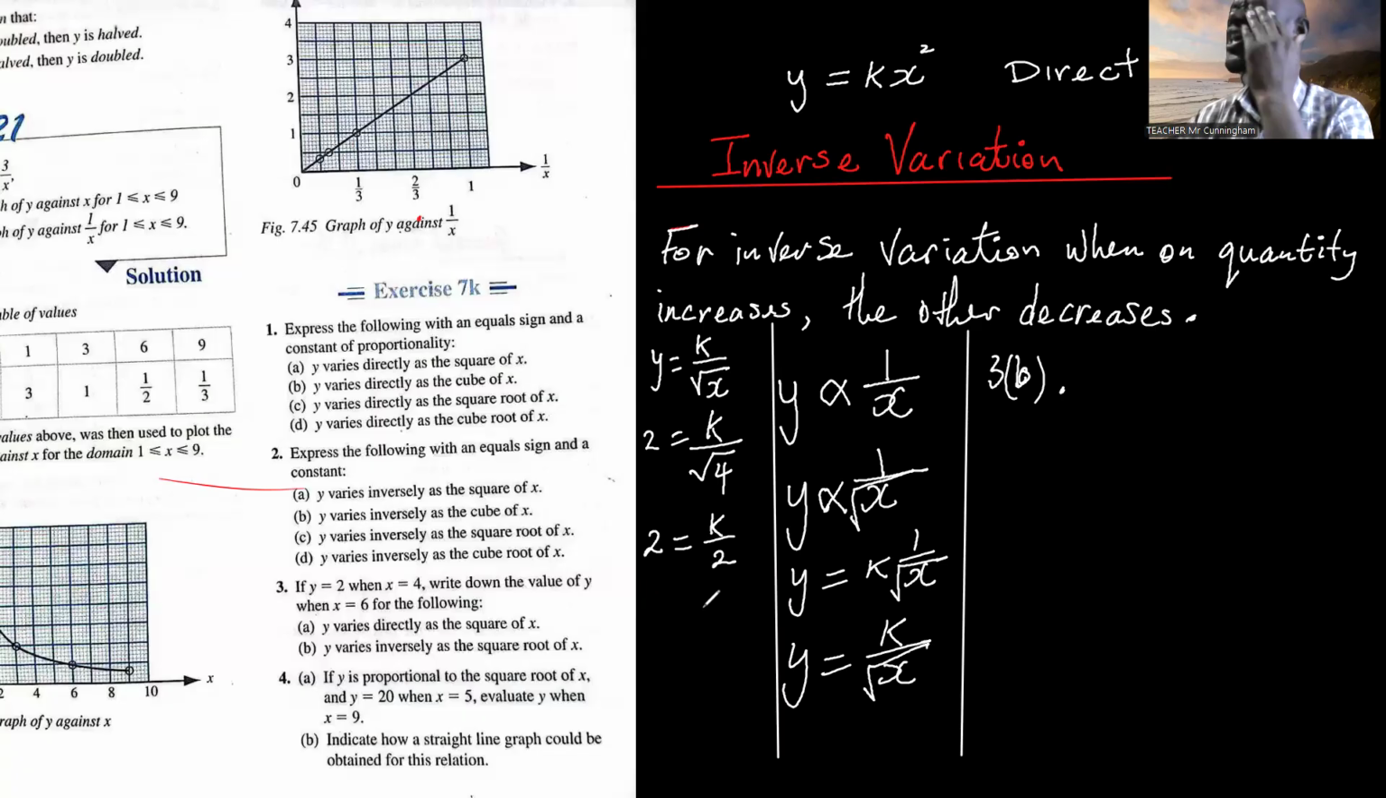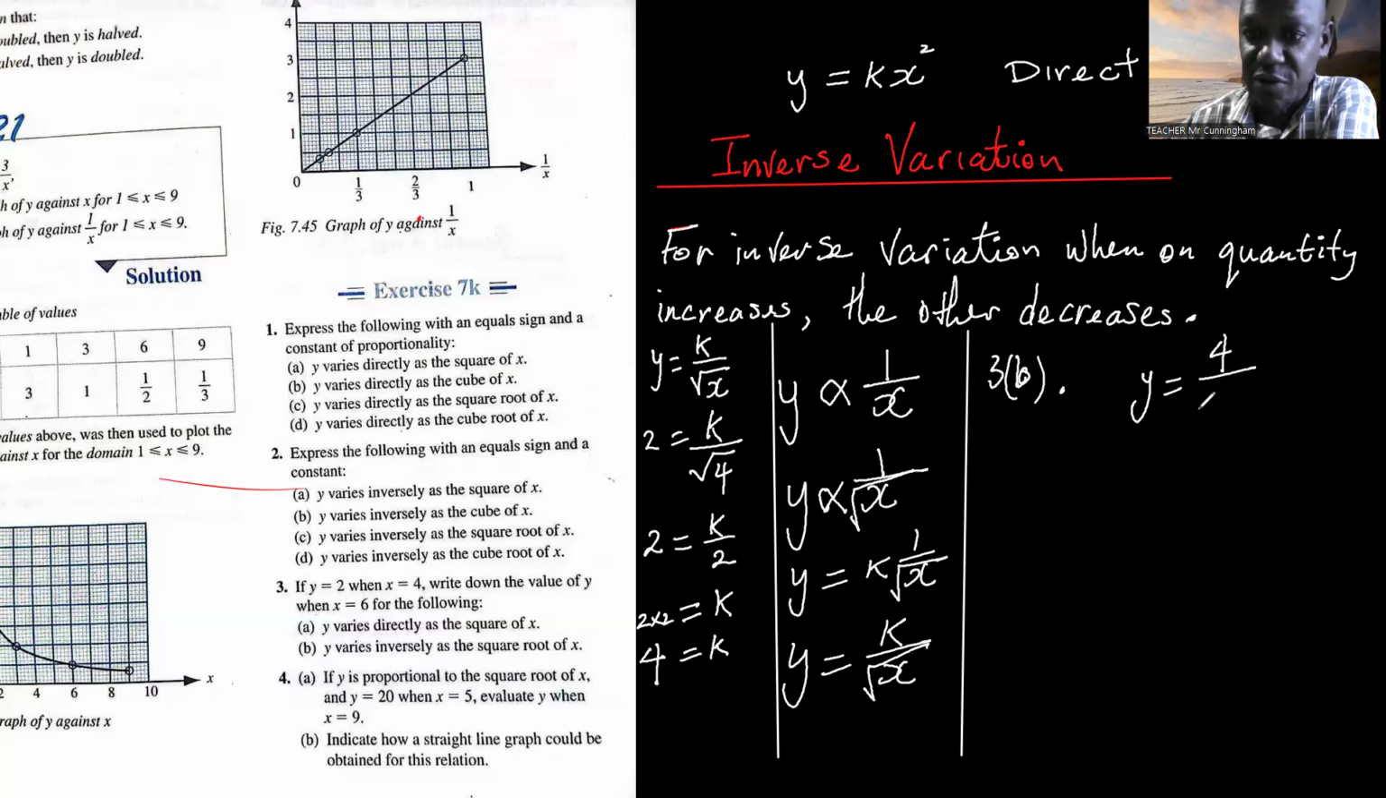How do we find k? So you multiply on both sides by 2. So k is equal to 2 times 2. So k is 4. Now that we know what k is, it will be y equals 4 over root x.